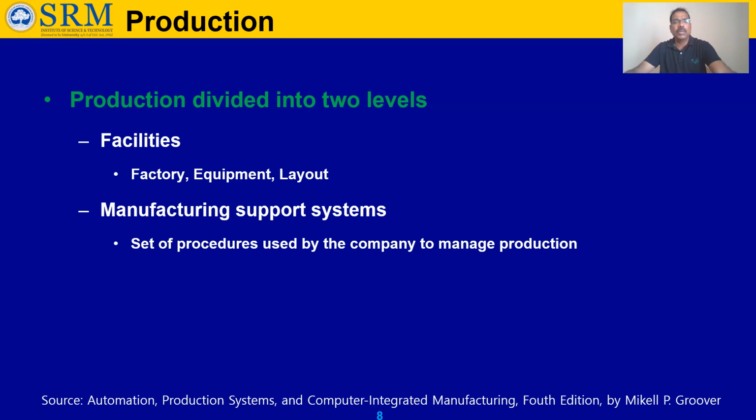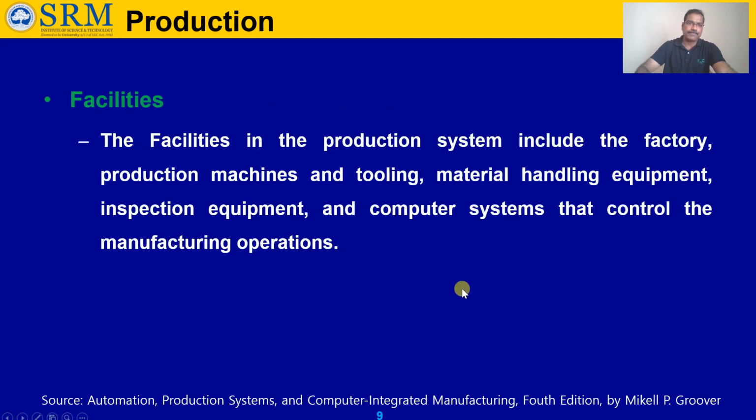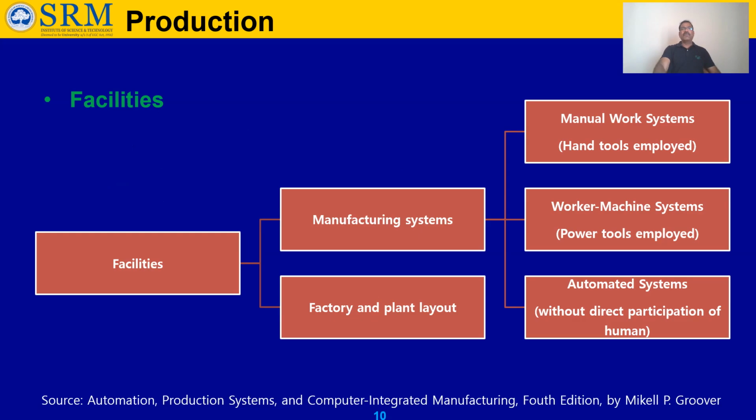It is divided into two levels. One is facilities and the other is the manufacturing system. What is meant by facilities? Facilities in the production system include many components like a factory, production machines, tooling, material handling equipment, inspection equipment, and computer systems that control the manufacturing operations. The factory includes lots of production machines, material handling devices, tooling, computers, and an inspection unit. Everything comes under the facility. This is what is meant by facilities.